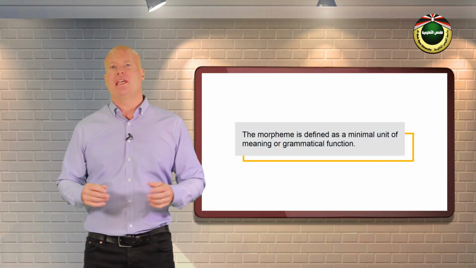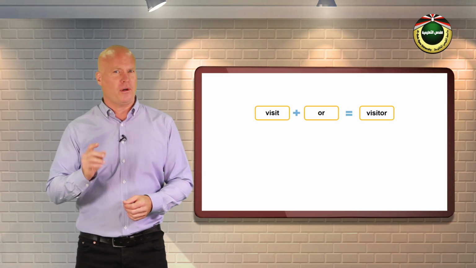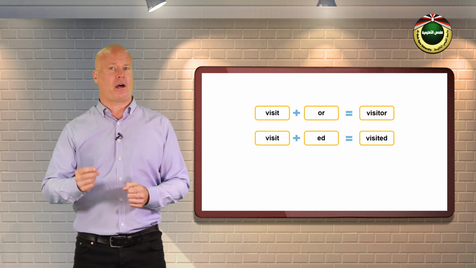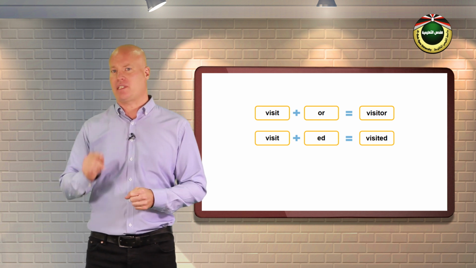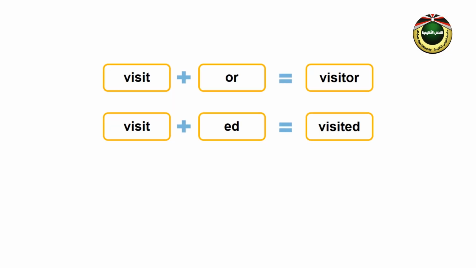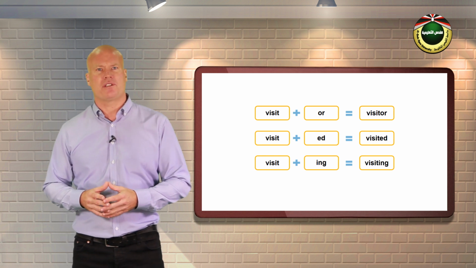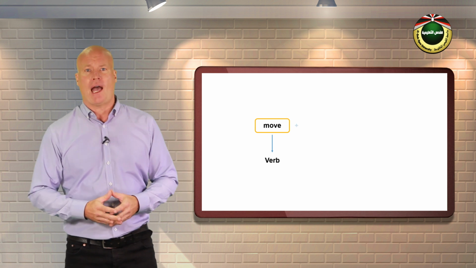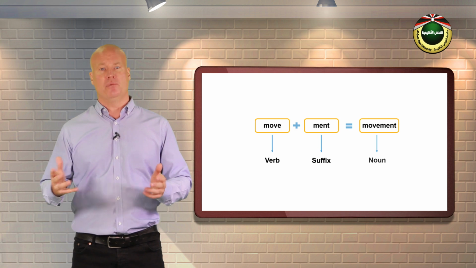The morpheme is defined as a minimal unit of meaning or grammatical function. Look at the word visit. It has lexical meaning. Adding the suffix or changes the verb visit to a noun. Adding the suffix ed denotes the past tense, and the ing in visiting denotes the present continuous. Another example is the word move, which consists of one syllable and one morpheme. Adding the suffix ment changes the verb move into the noun movement.